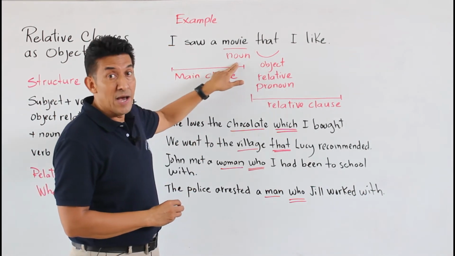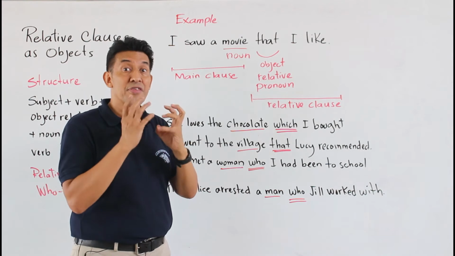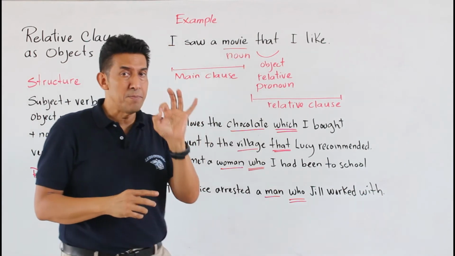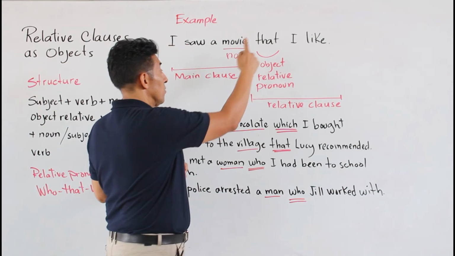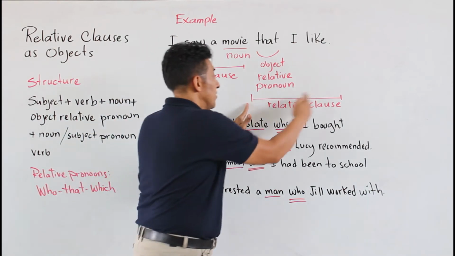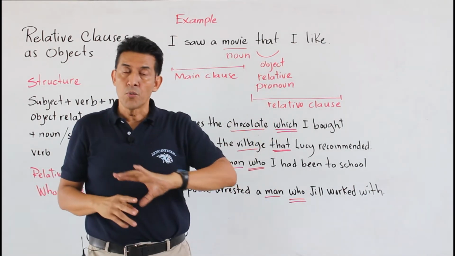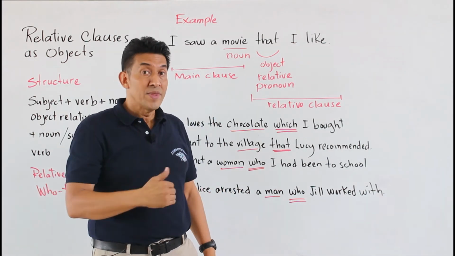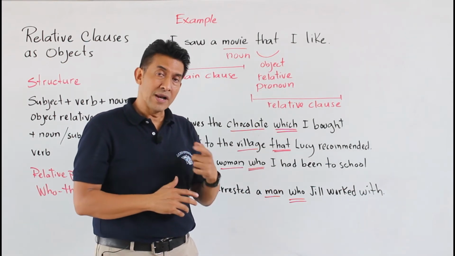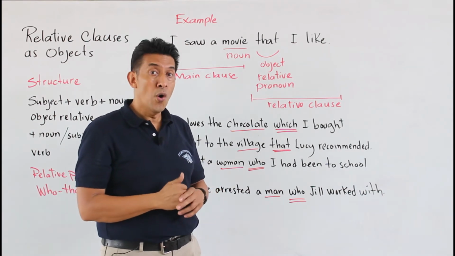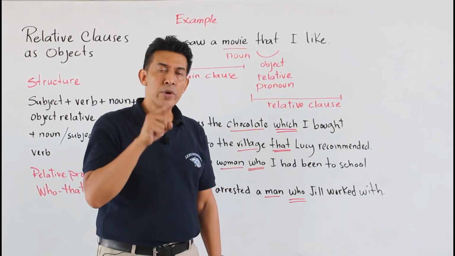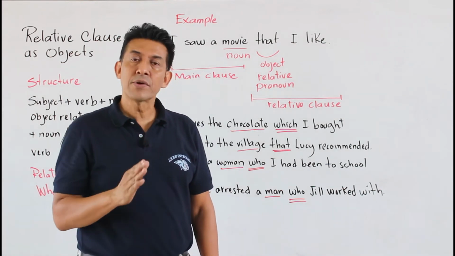So movie is a noun, and remember, movie is a thing. This short sentence, I saw a movie, is the main clause of the sentence. Then we have that, which is called the object relative pronoun. The rest after the object relative pronoun is the relative clause. So we use the relative clause to modify or classify a thing or a person. Let's read these examples and see how to use relative clauses.